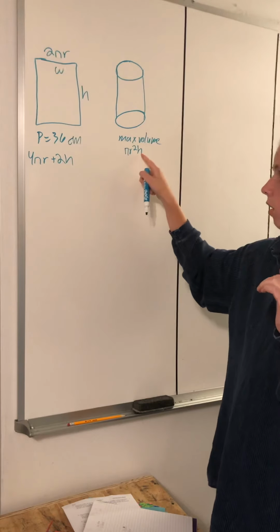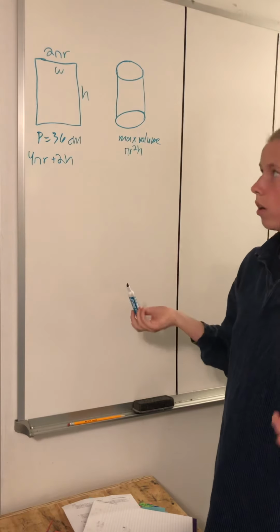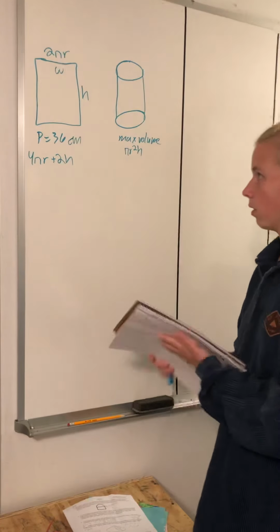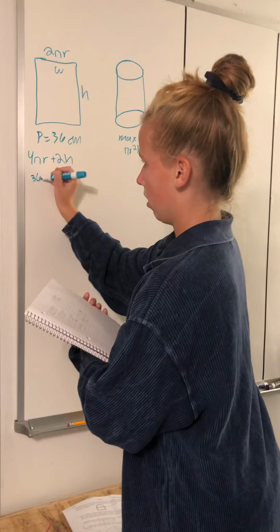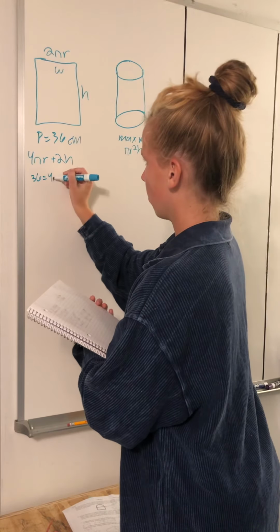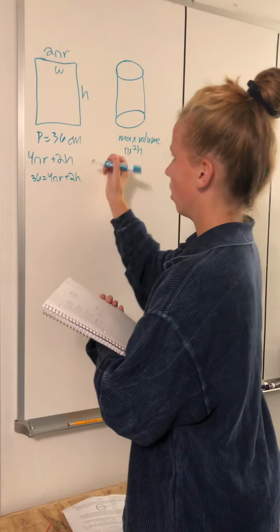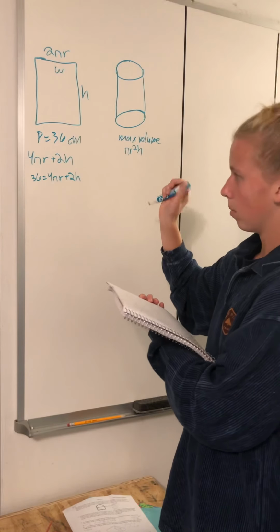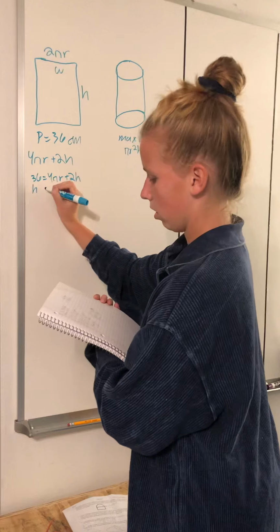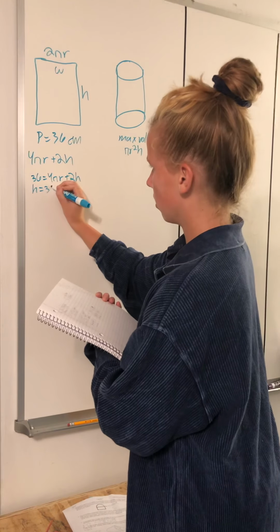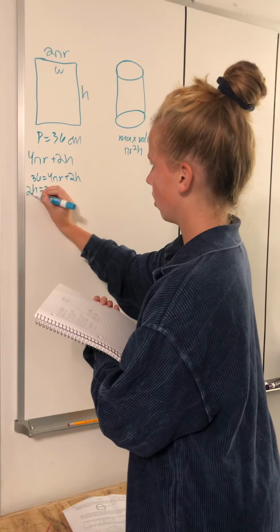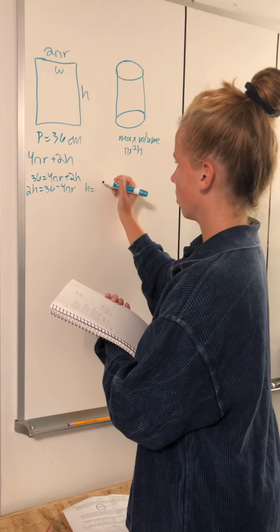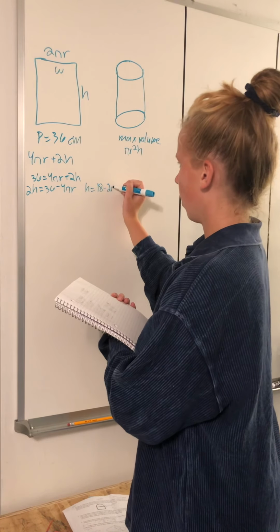So as you can see, you have r and h, so it's easier if you just have to use one. So I just solved for h. So you know 36 equals 4 pi r plus 2h, which is what I have here, and that's the equation for this perimeter. And so then you get 2h equals 36 minus 4 pi r, so then h equals 18 minus 2 pi r.